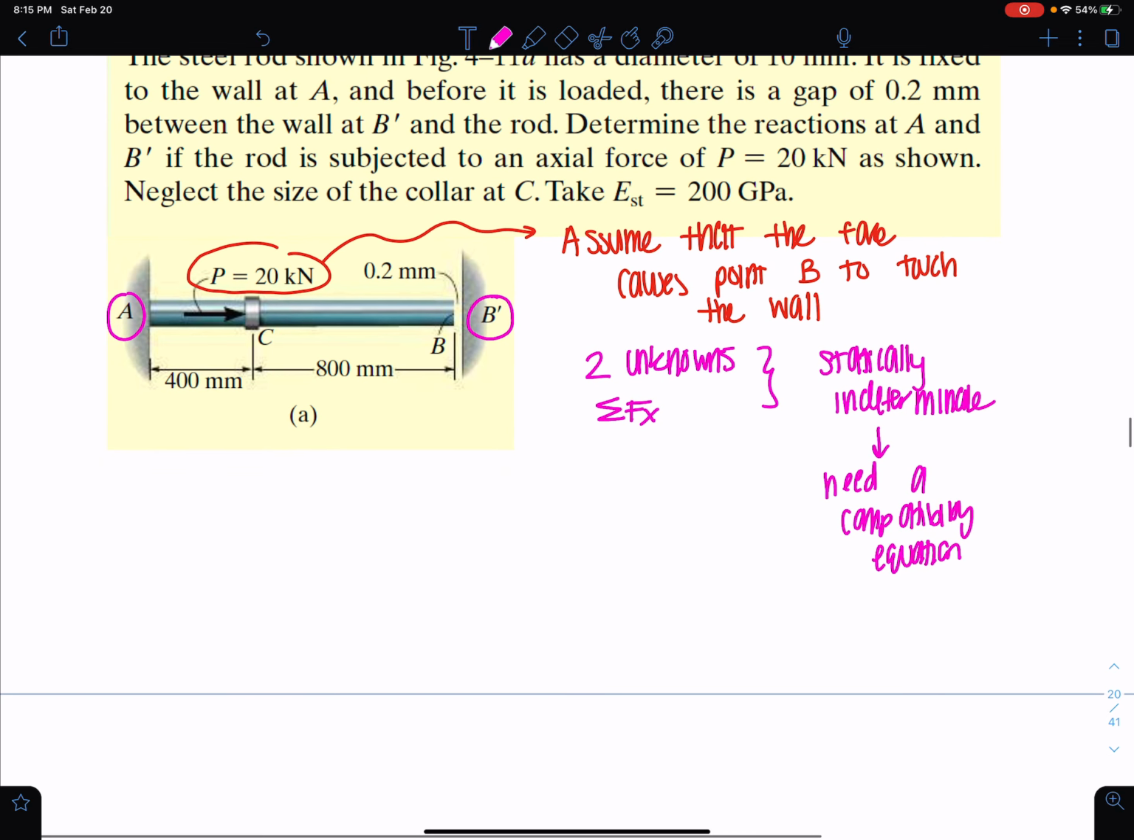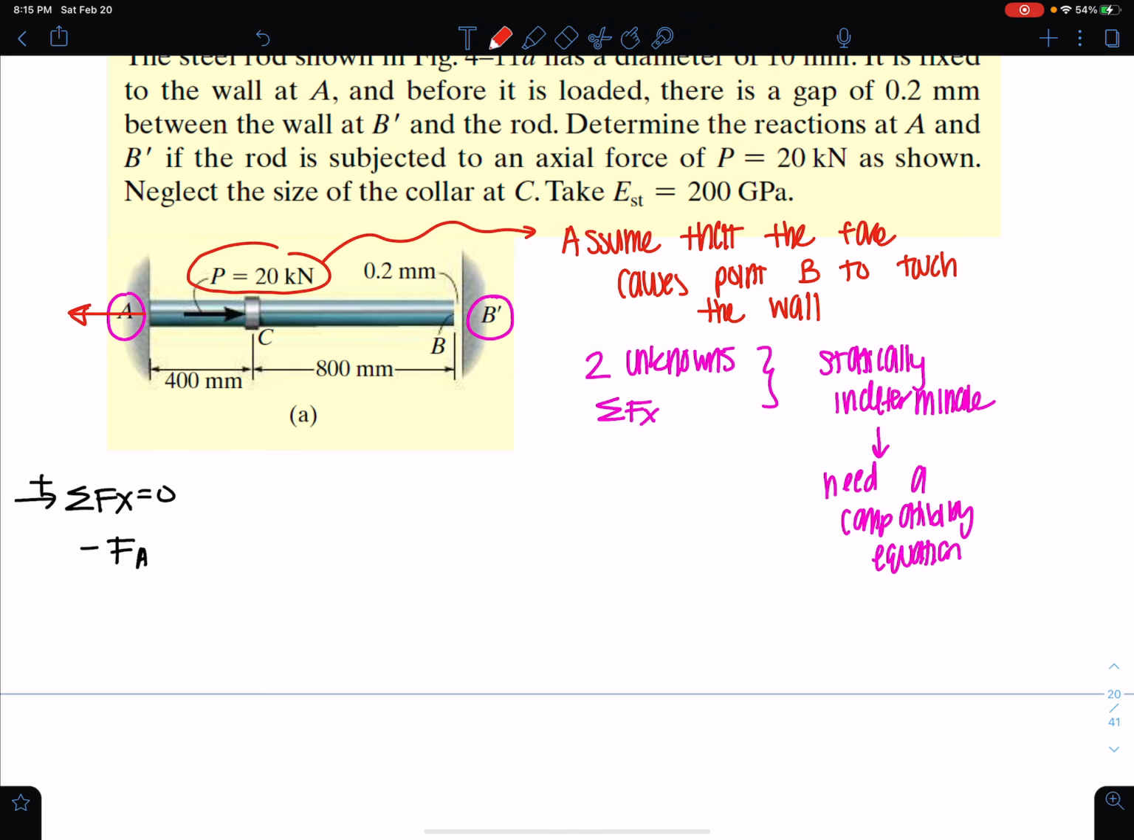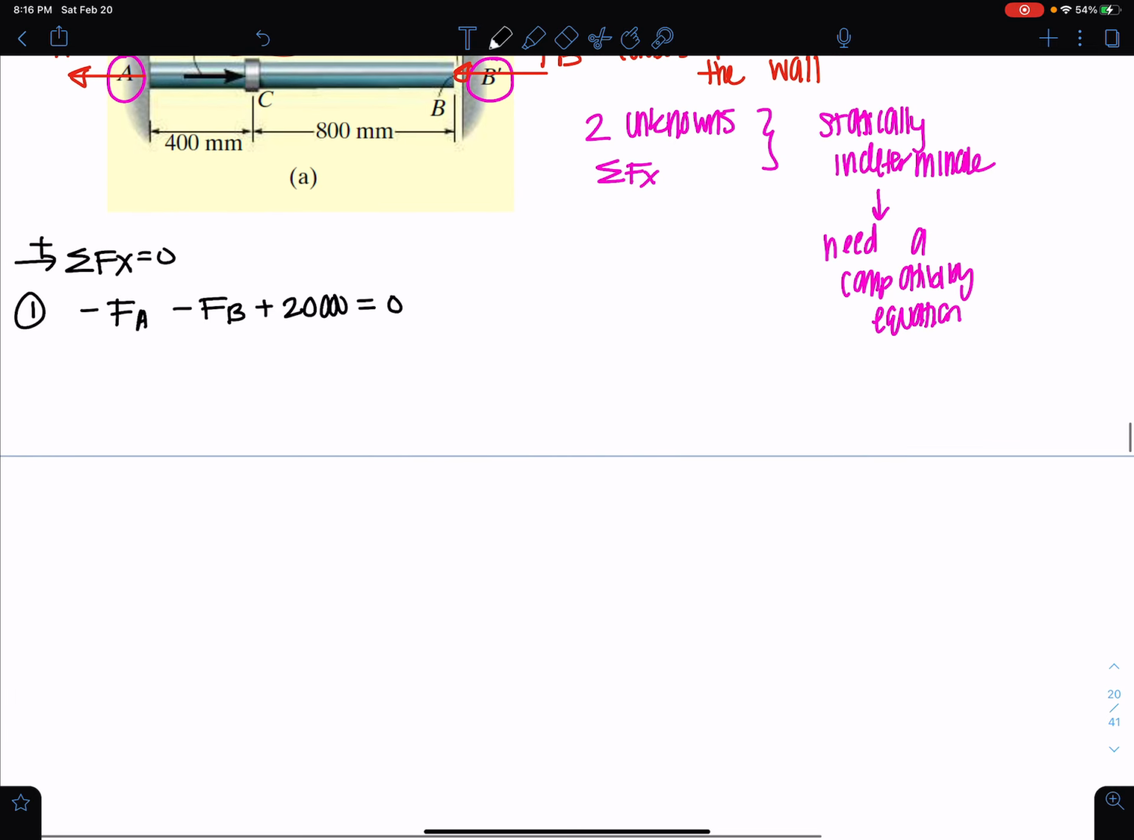Let's start by getting our first equilibrium equation. Sum of forces in the x is equal to 0. This direction is positive. I'm going to draw my FA here. Negative FA minus FB plus 20,000 equals 0. This is one equation. I need another one though, right? So compatibility now.